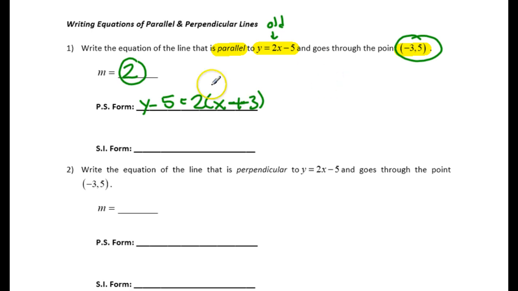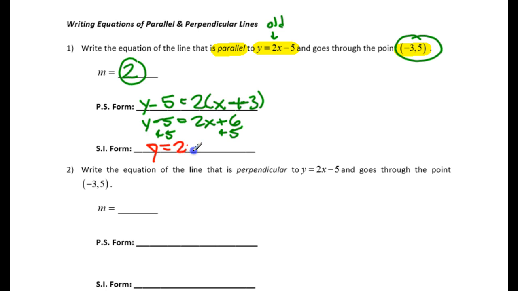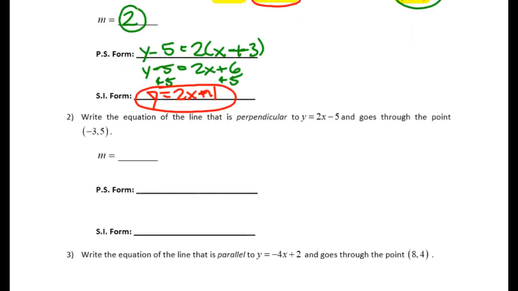And then to finish it and get the slope-intercept form, remember we just solve this. So here we're going to have y minus 5 equals 2x, now times positive 3 plus 6. And then we're going to do plus 5. And so the final will be y equals 2x plus 11. So basically this is now parallel to this if we were to graph those two. Okay? Alright, let's try another one.